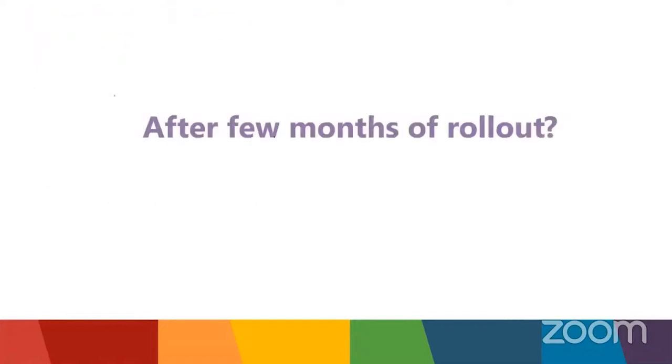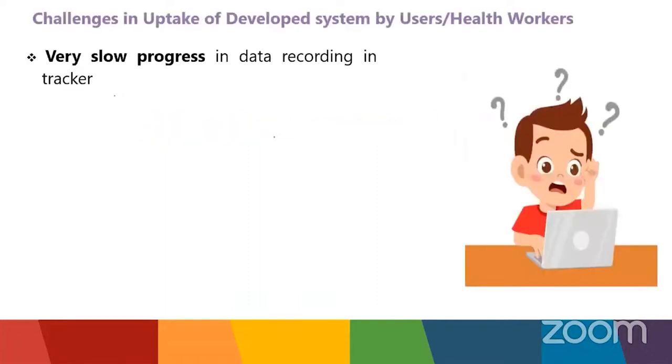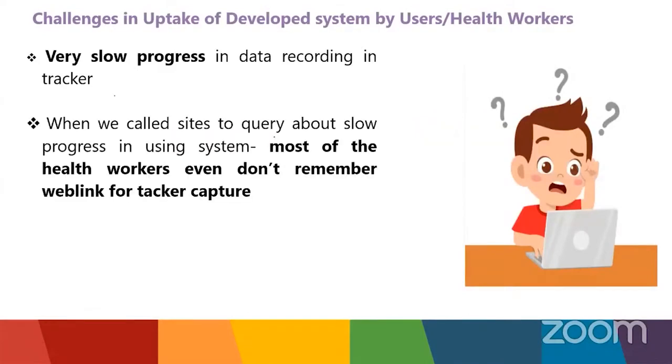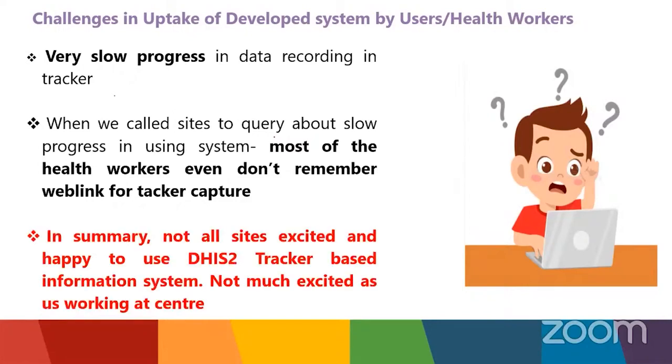After a few months of rollout, we were so excited to get complete, accurate, and timely reported data in the system so that we could monitor the progress of key indicators. But immediately after a few months of rollout, we faced very slow progress in data recording in tracker. And when we called sites to query about the slow progress in using the system, most of the health workers didn't even remember the login for tracker capture. That was really frustrating. In summary, not all sites were excited and happy to use DHIS2 tracker.